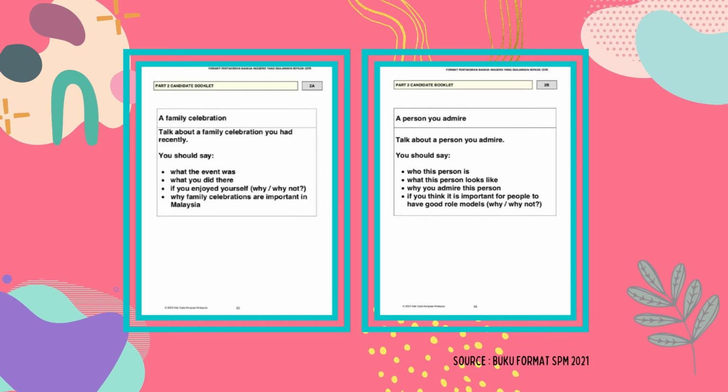Please note that you will not be interrupted by the interlocutor during this time, so it is important to keep talking. Once you have finished, the interlocutor will turn to your partner and ask a question related to the topic you just talked about. It is also important to note that you will also be asked to listen while your partner is speaking. Make sure to give an appropriate and relevant response when asked.